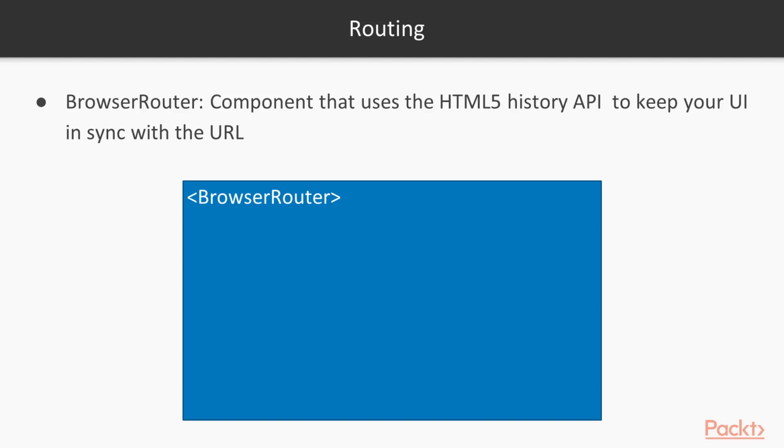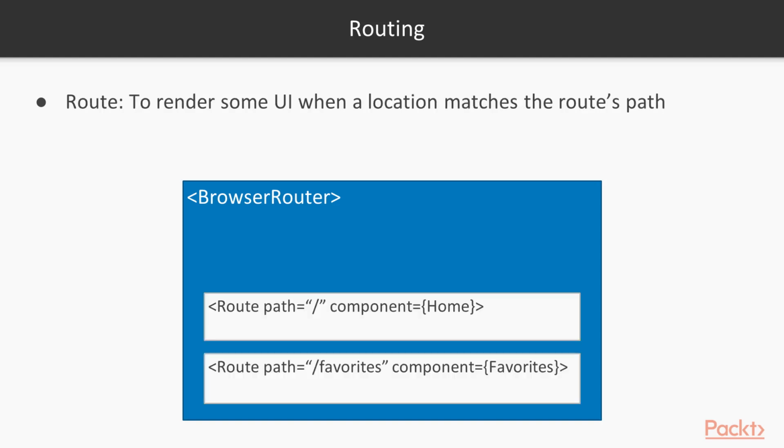Inside the BrowserRouter, we are going to create what are called routes. The route renders some UI when a location matches the route's path. So you can think of the route as an if statement. If the URL matches the path that the route has, it's going to render the component that you're passing it. If it doesn't, it's going to hide it. So let's take this as an example.